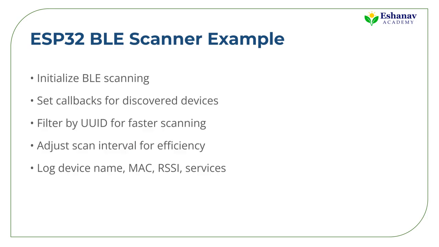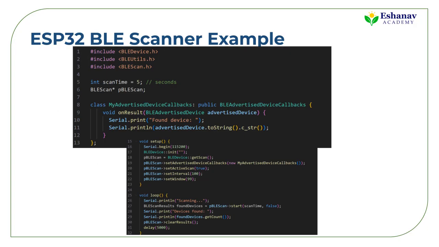The ESP32 can also act as a BLE scanner, discovering nearby devices and reading their advertised data. When configured as a scanner, the ESP32 initializes BLE, sets scanning parameters such as interval and window size, and handles device discovery using callbacks. Each time a peripheral is found, the callback provides details like the device name, MAC address, RSSI, signal strength, and any advertised services.